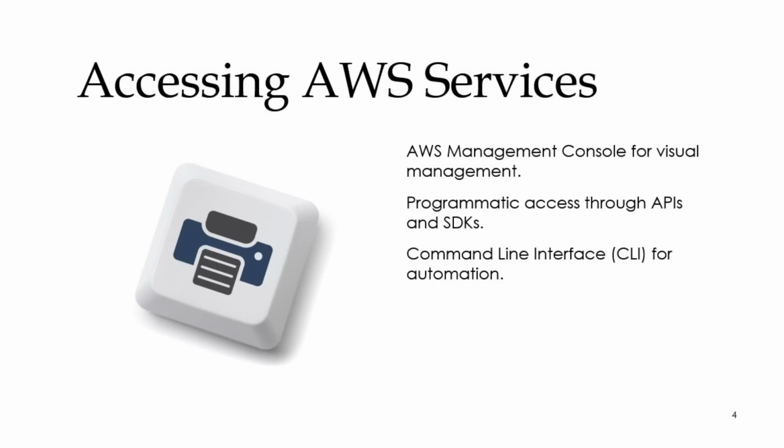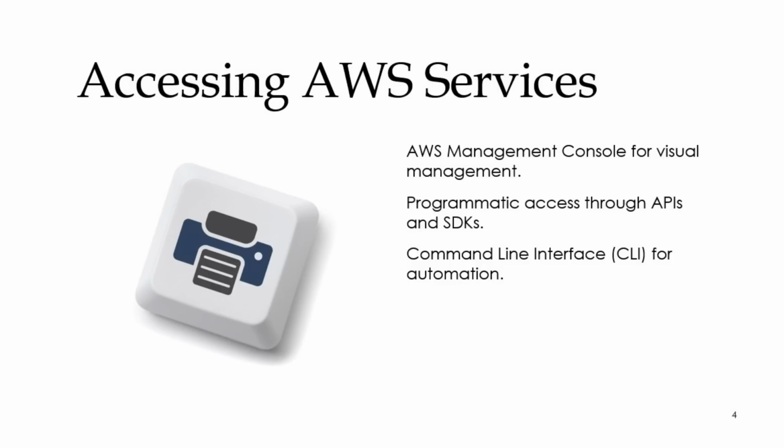It's like having a pizza tracker on your phone, giving you a clear view of your order's status. For developers and system administrators who prefer a more programmatic approach, AWS offers software development kits, or SDKs, for various programming languages. These SDKs provide libraries and tools that enable you to interact with AWS services directly from your code. Imagine having a special oven that automatically bakes your pizza according to a pre-programmed recipe. That's the power of SDKs.